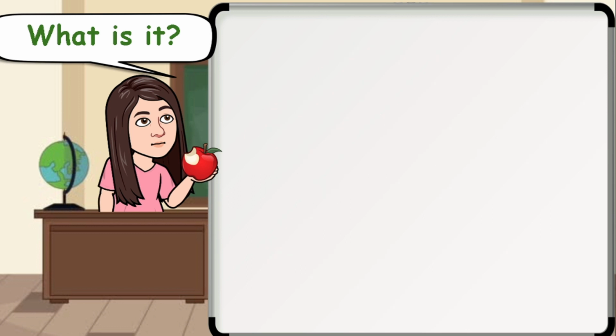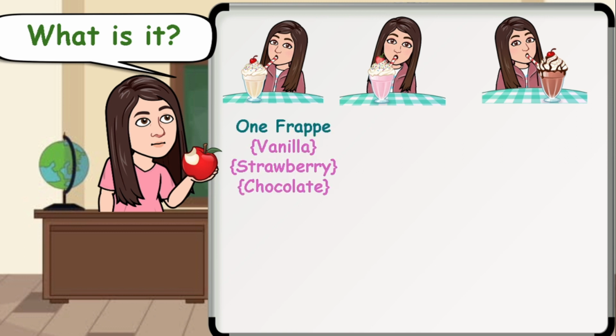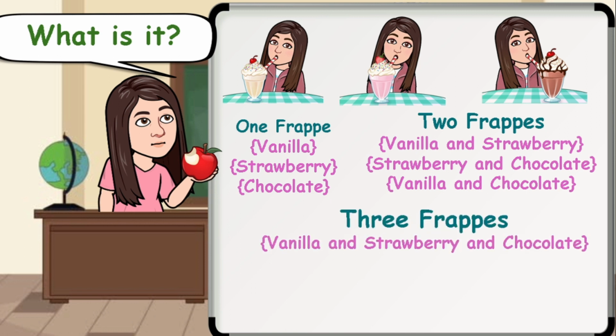Let's have this illustrative example. Say that I'm craving to have a frap this afternoon. And I have 3 options to choose from: vanilla, strawberry, and chocolate. If I am to choose one frap only, it can be vanilla or strawberry or chocolate. But what if I feel like having 2 fraps at the same time? So the possibilities are vanilla and strawberry, strawberry and chocolate, or vanilla and chocolate. And what if I feel like having all the fraps? That means I will have the vanilla, strawberry, and chocolate all together.